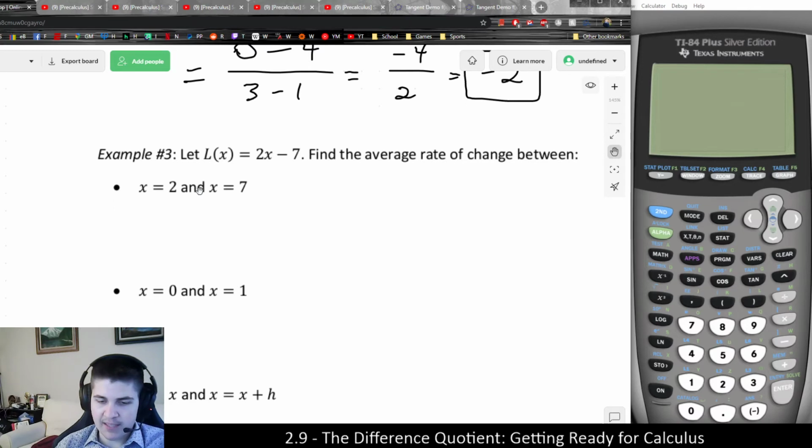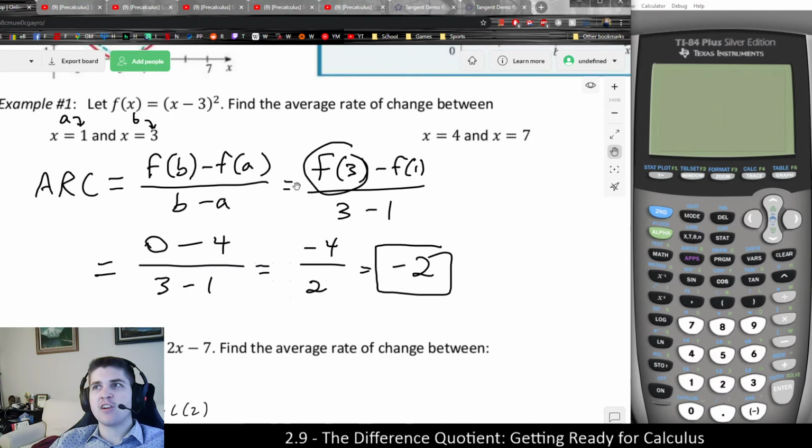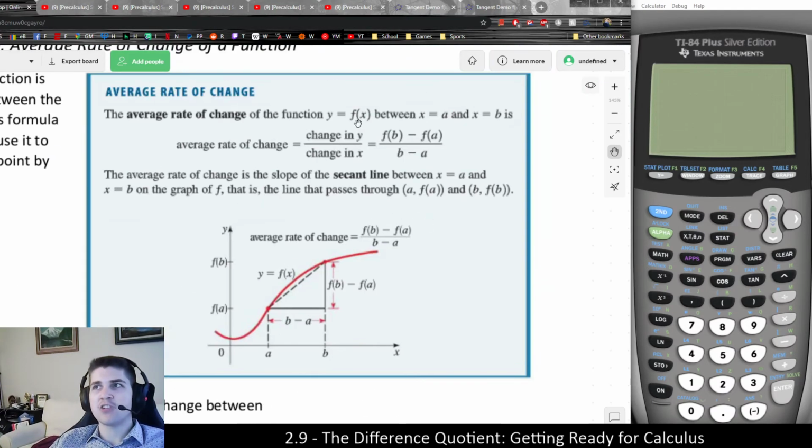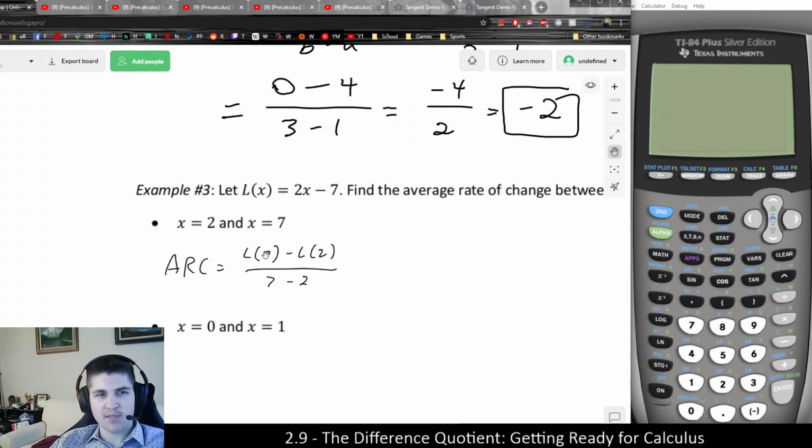We could do this by applying the average rate of change formula, which would be L of 7 minus L of 2 over 7 minus 2. Notice that before I used f of x, but the function just depends on whatever your function is. If we change it to L or H or G or A or whatever, notice I'm using the same formula. I'm using L of 7 instead of f of 7, but it's the same idea, just dependent on what letter we're calling our function.